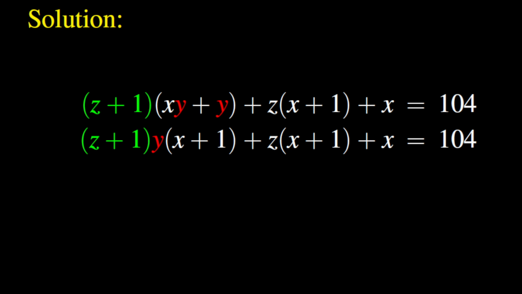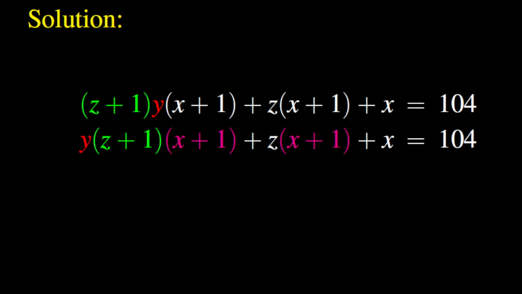The new expression becomes z plus 1 times y times x plus 1, plus z times x plus 1, plus x. We have to rearrange the whole expression in order to spot new common factors. As we look carefully at this whole expression, it is clear that x plus 1 appears in the first two terms but not in the last term. Usually, when you spot such singularities, it is recommended to tweak the expression so as to have x plus 1 as a common factor in all terms of the polynomial.